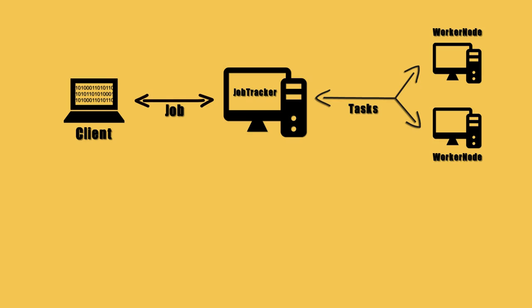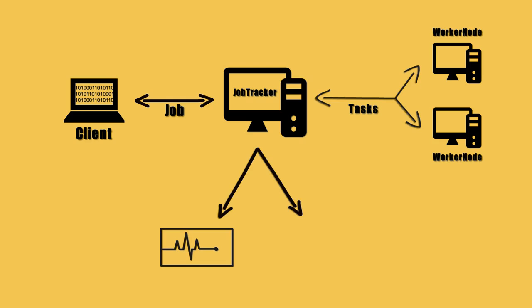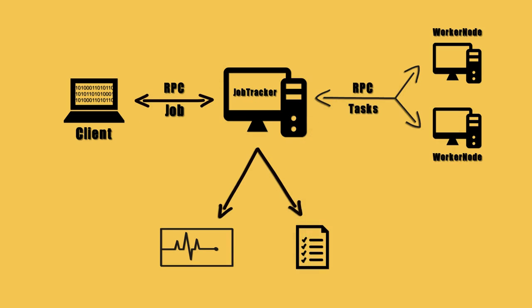The job tracker is also responsible for monitoring the health of all the worker nodes within the cluster. It also keeps track of all the tasks that are assigned to them. The job tracker carries out communication with the clients and the task tracker by making use of remote procedure calls, in short referred to as RPC. In simple terms, RPC can be described as a language used by the processes to communicate among each other.